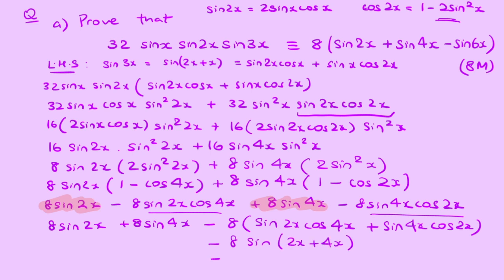So hopefully now you can see that this is actually minus 8 sine of 2x plus 4x, which gives me my final answer, and that's just 6x. The rest remains the same, so 8 sine 2x plus 8 sine of 4x. And this is my right-hand side, hence I have proved my identity.